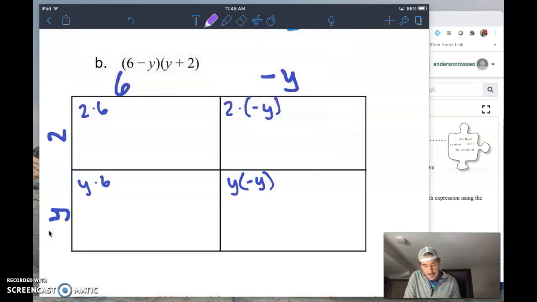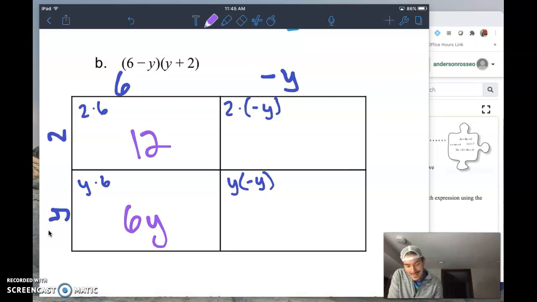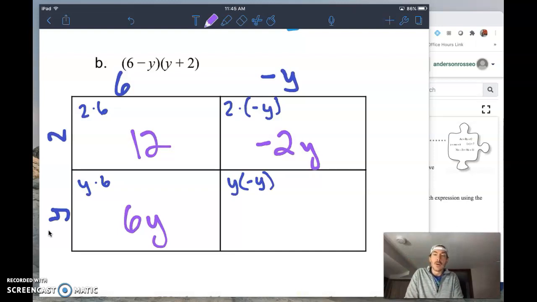y times 6 is 6y. 2 times 6 is simply 12. 2 times negative y is negative 2y. That's just the way we write those products, with the coefficient first. I bring that leading negative out front. I don't write 2 negative y, as people might think that I'm subtracting. Negative 2y is our convention there. And then y times negative y makes negative y squared.